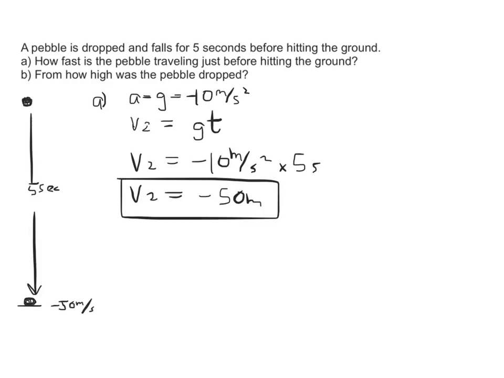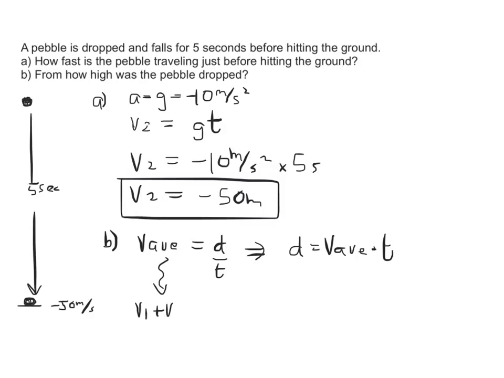To figure out the second part, I'm going to look at an average speed, because remember, I always need the average speed to calculate d. We actually have this relationship, which really just becomes d equals v average times time. So I need to figure out v average. Well, just like you calculate an academic average, I'm going to take the two endpoints, v1 plus v2, add them together and divide by 2, just like we've done before.